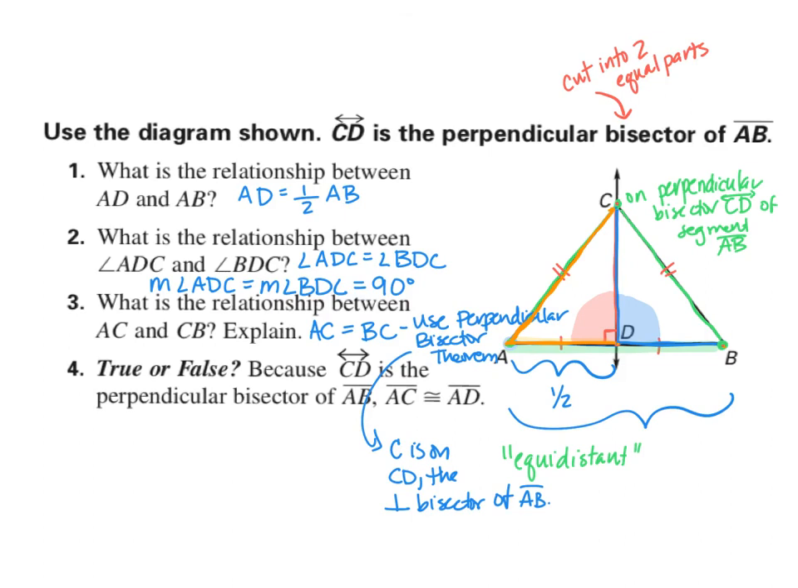However, AC and AD do not have a congruency relationship. So we say that this is false. Whoops. We cannot assume that AC is congruent to AD. We have no reason to justify that.